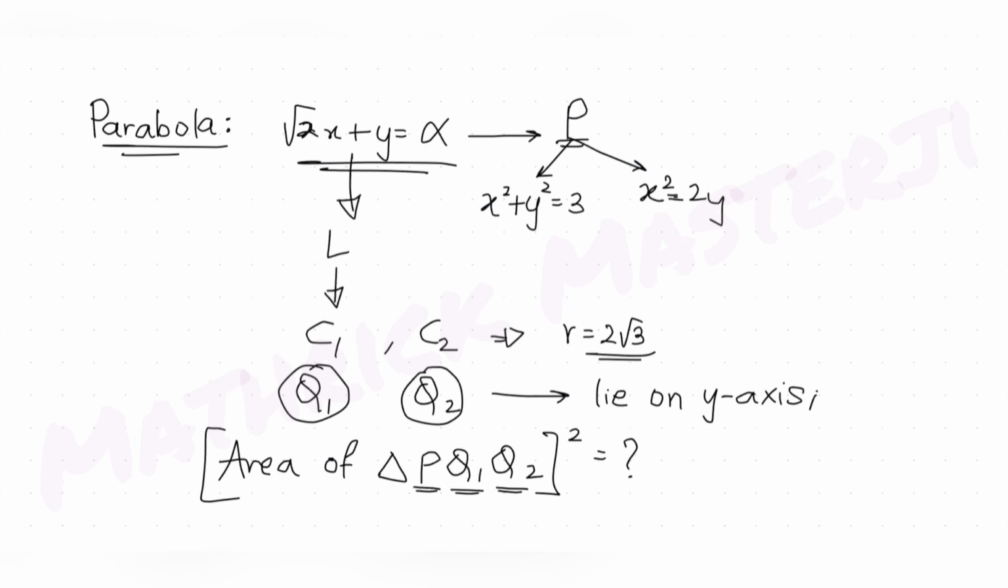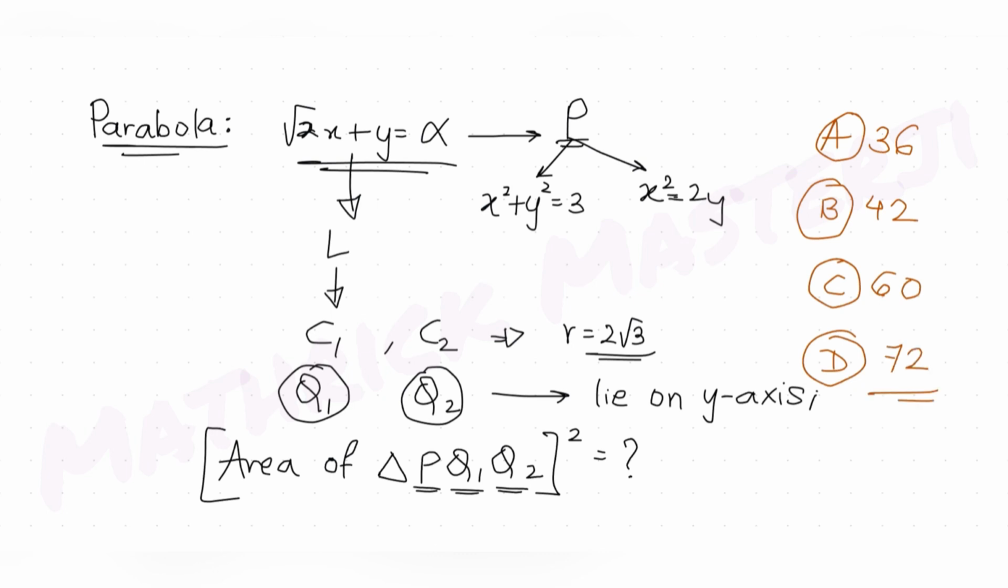And if I talk about the answer choices that we have been given here, the options are 36, 42, 60, and 72. So we need to figure out which one of the answer choices is the correct answer for the question that is given to us here.